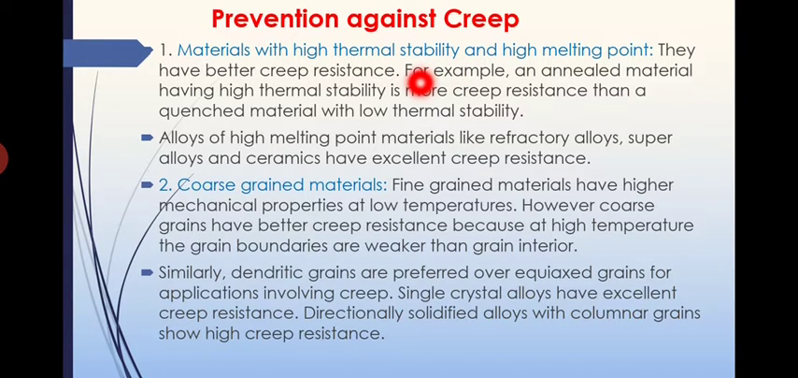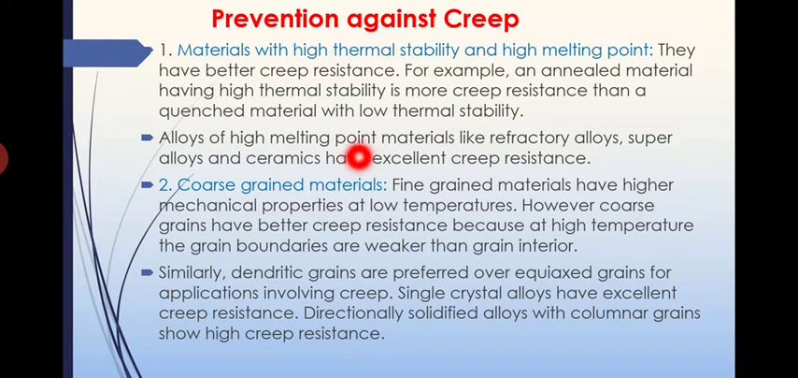The material which is having high thermal stability has better creep resistance. For example, an annealed material having high thermal stability is more creep resistant than a quenched material with low thermal stability. So if you want to resist the creep while designing, if you want to use a creep resistant material, then we will go for the annealed material rather than a quenched material, because annealed material has more thermal stability than the quenched material. If the thermal stability is more, that means more resistance to the creep.